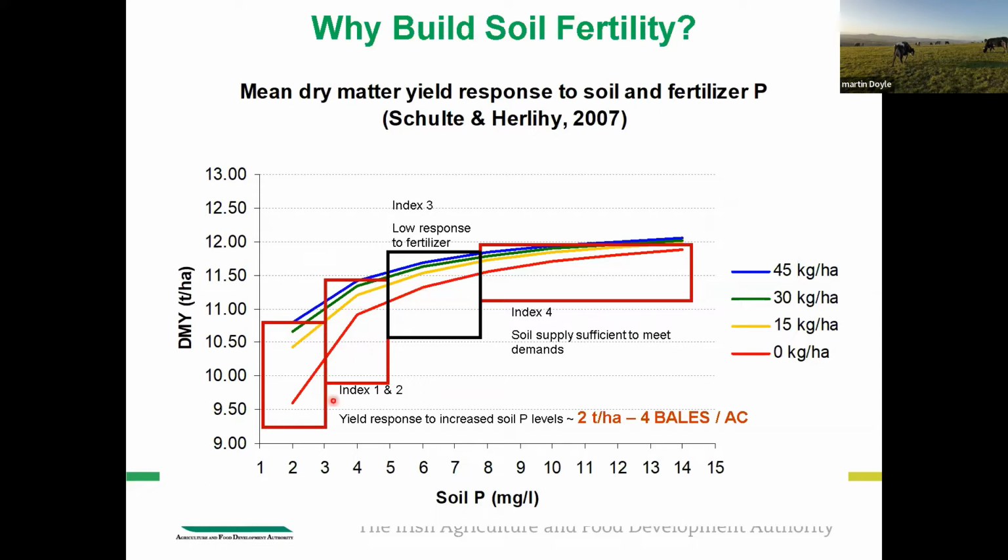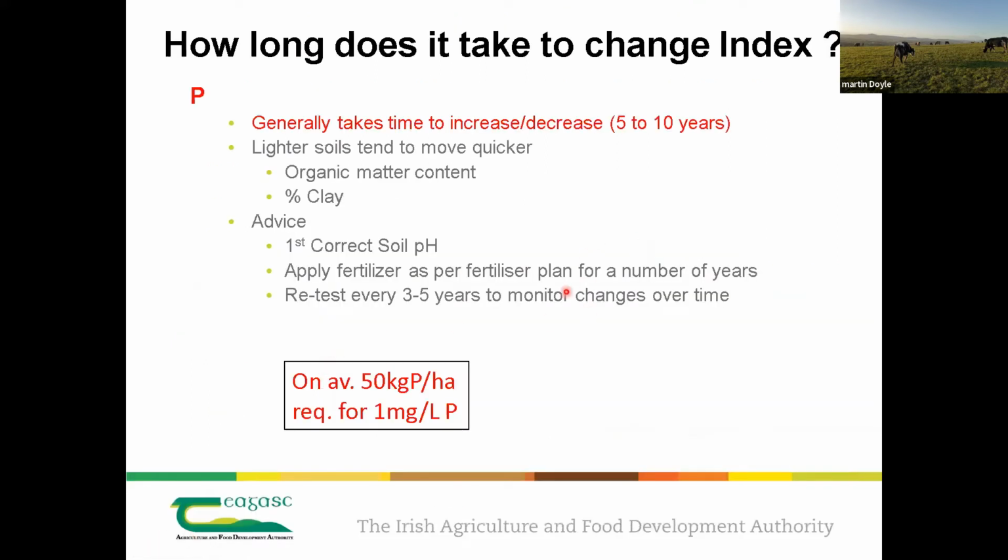much grass as we can, we're looking to raise the indices from index 1 or 2 up to 3. Now, that sounds very simple, but if we got from index 1 to index 3, it's about an extra 4 bales of silage per acre that we should be able to grow. But it sounds very simple to be able to raise the P levels, but it takes an extremely long time to raise P levels. It takes about 50 kilograms of phosphorus per hectare, which is 40 units per acre, to try and not raise an index, but just raise a unit.